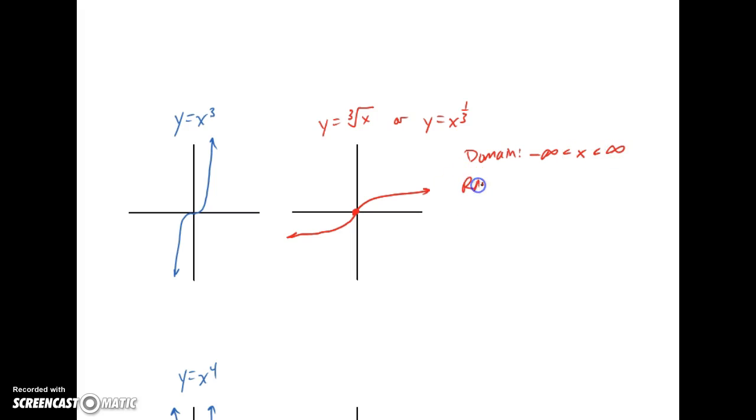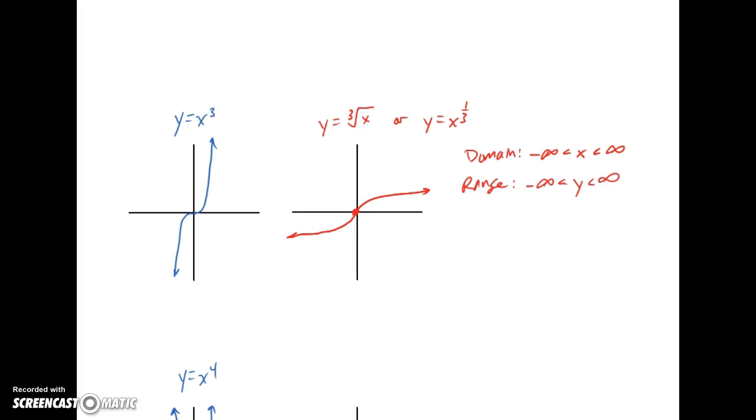And the range, even though it looks like it's not growing very much, this is getting bigger, but very slowly. If we were to expand this window out more, we would see this graph would keep going up, and down for that matter. So the range on this graph is also from negative infinity to infinity.